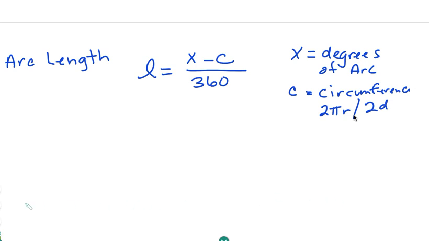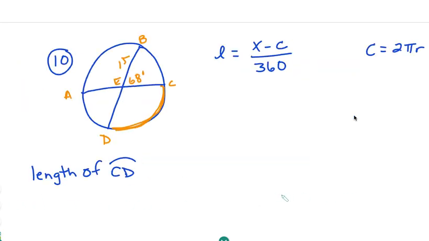So let's start with the first one. We have number 10 on your worksheet, and we have EB is 15, so we have our 15 here, and we have our degree of our arc is 68 degrees. So what we are going to do is we are looking for arc CD. So I know that this is 68 degrees, since it is a central arc.